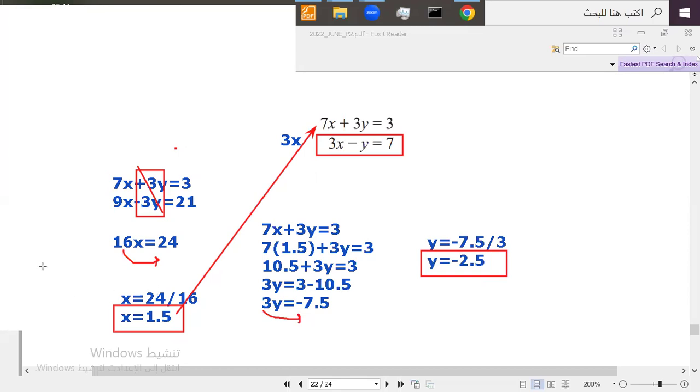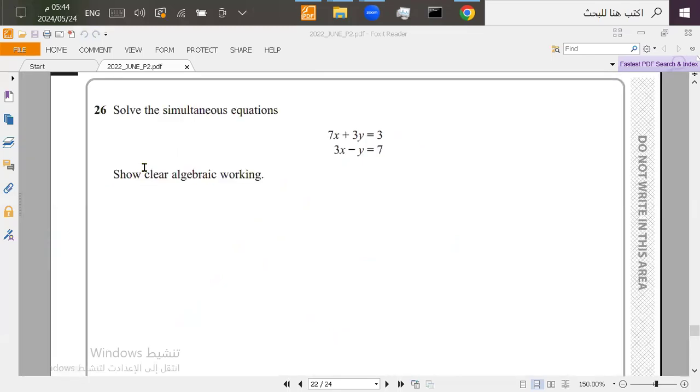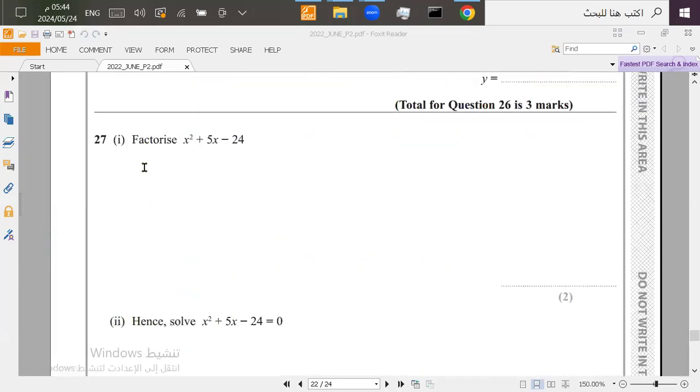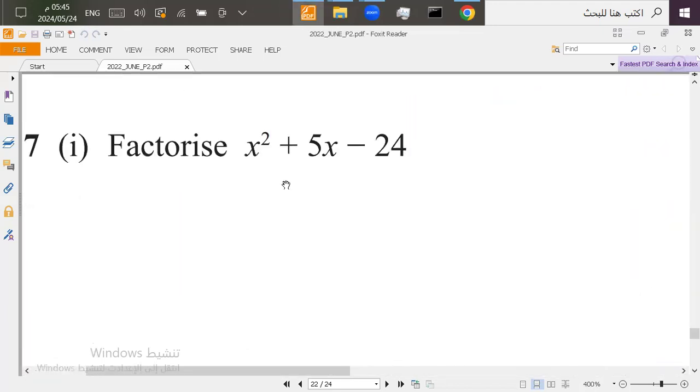Now let's move on to the next question. Question 27. Question 27, we have factorizing, double brackets. So here, let's use double brackets here. So first, we write the brackets and then the x's. So two brackets like this with x.